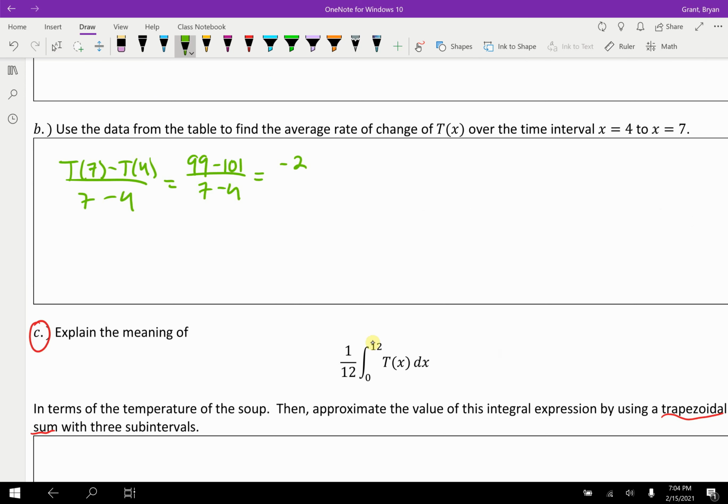Negative 2 over 3. If a problem gives you units, it's always a good idea to include those units in your answer. Now, Part B did not ask us to include units, and so you wouldn't be dinged for not doing it, but you should do it. It's good practice, and it's easy. You just go straight across. You say, oh, the numerator, Fahrenheit units, denominator, minutes, and so we get negative 2/3 Fahrenheit per minute, which means on average, T of x is changing by negative 2/3 degrees Fahrenheit per minute.